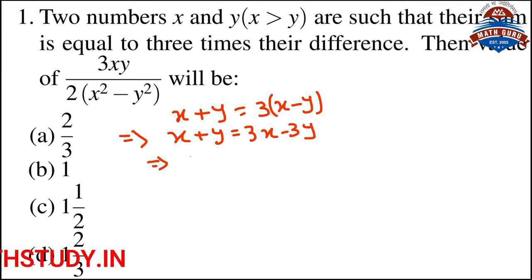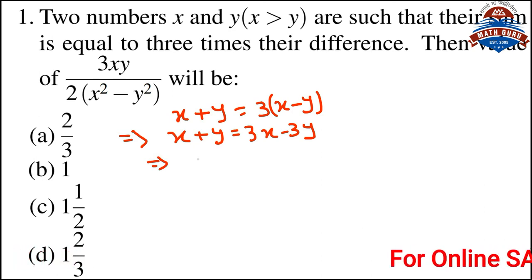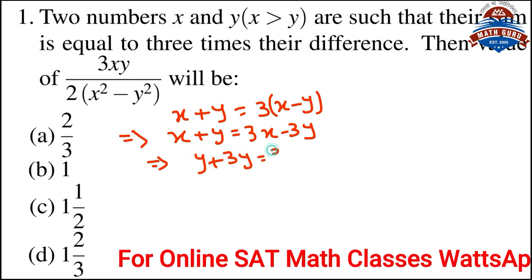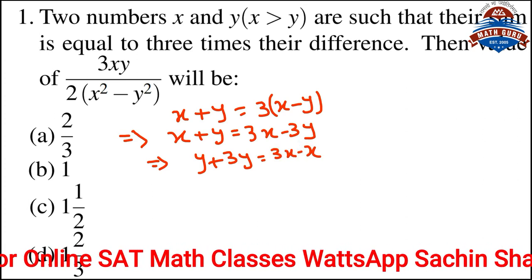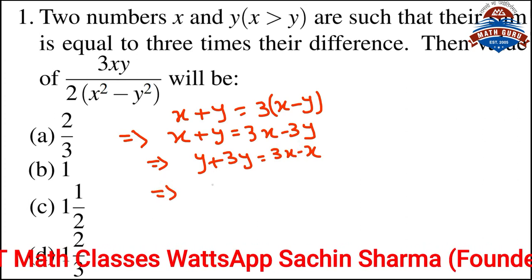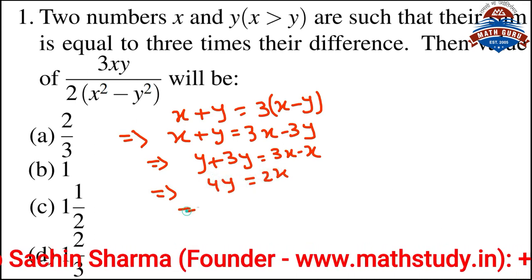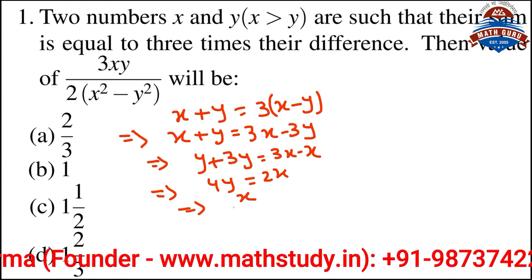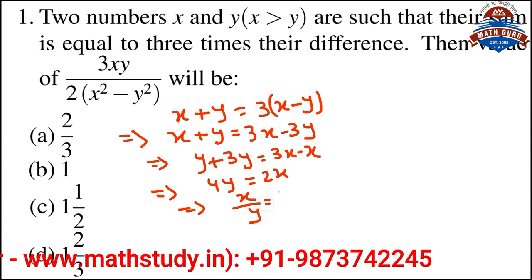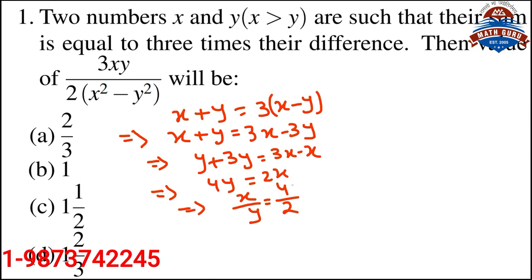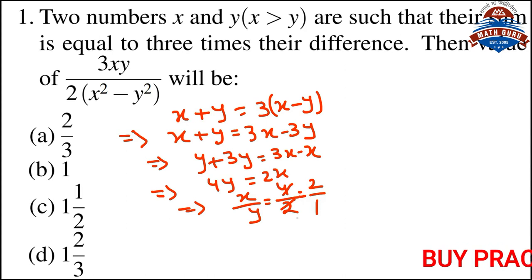Now taking the x terms on one side and the y terms on the other side, we will get y plus 3y equals 3x minus x. Very simple, right? From here we get 4y equals 2x, and this implies x upon y equals 4 upon 2. We can just cancel, and we will get 2 upon 1.